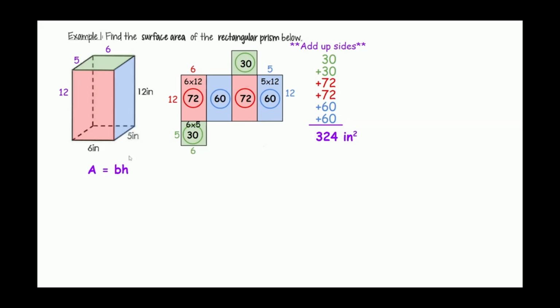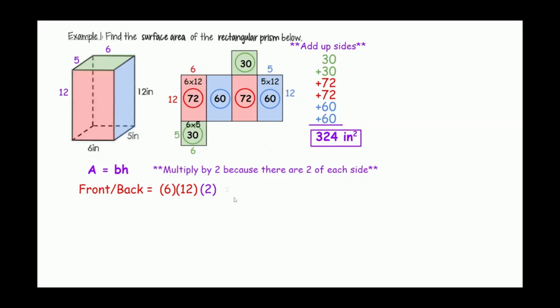I'm going to show you a second method of doing this, which doesn't require drawing a net, and it's just labeling. We have front and back. So I need to find the area of the front and back. We know the area of the front and back is 6 times 12. And what I'm going to do afterward is multiply it by 2 because we have a front and a back. So 6 times 12 will get you the area of one side. If you multiply by 2, then you'll get the area of both sides. So once I multiply that out, I get 144.